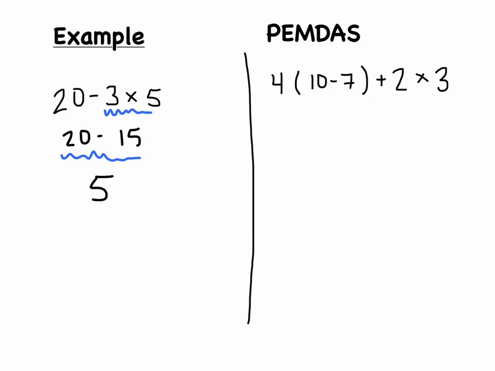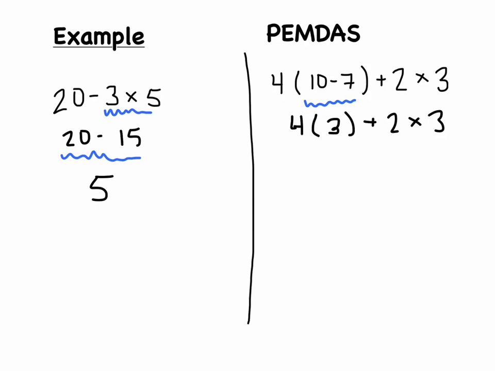So if we look at the second example, we have 4 open parentheses, 10 minus 7, close parentheses, plus 2 times 3. So we do have the parentheses, so let's work whatever is in the parentheses first, which is 10 minus 7, which is equal to 3. So we rewrite everything that we have: 4 times 3 plus 2 times 3.